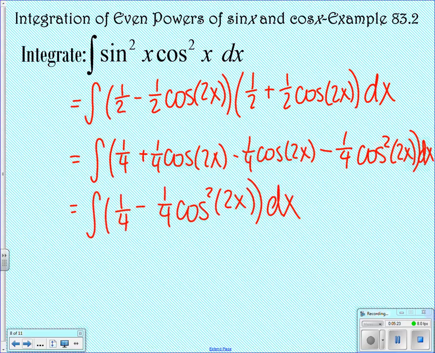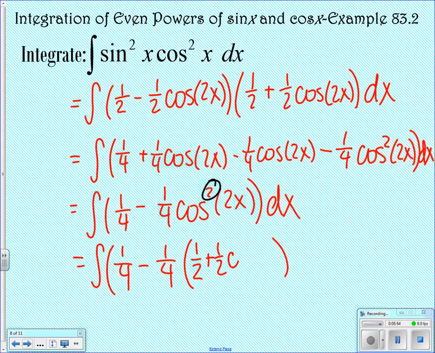Oh no! If you notice, we're back to the little squared for our cosine. We can't integrate them without substituting. So we're going to have to substitute again. We're going to use our formula, our little identity, yet again. So the formula for cosine squared of 2x is going to be 1/2 plus 1/2 cosine of 4x.